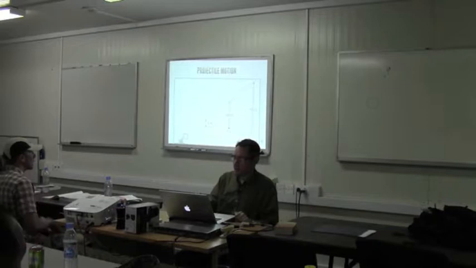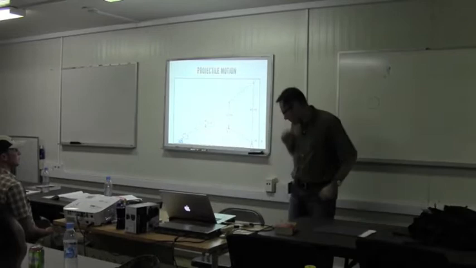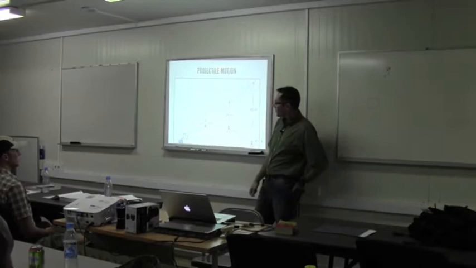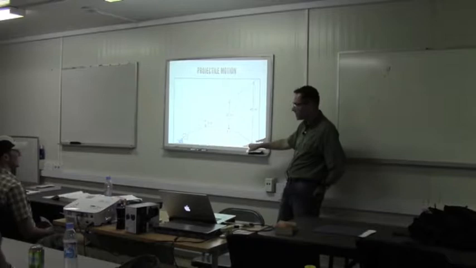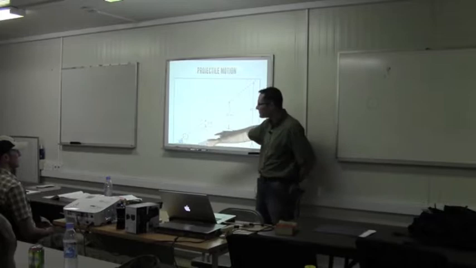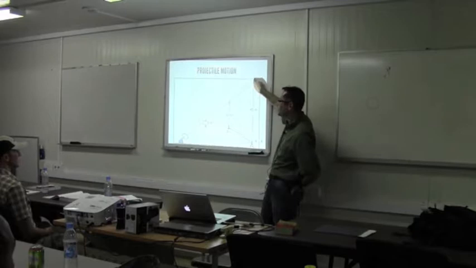Notice, if you were to shoot a cannon at an angle, what really happens is it goes in a parabola like this. Right? When you shoot the cannon, it goes up and comes down like that. If there were no gravity, it would go this way, because there's nothing pulling it down.